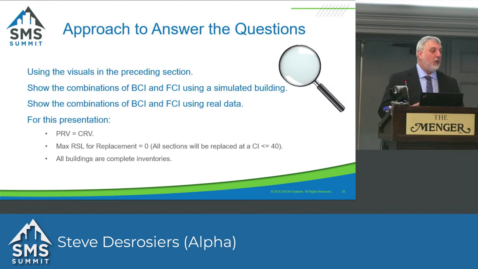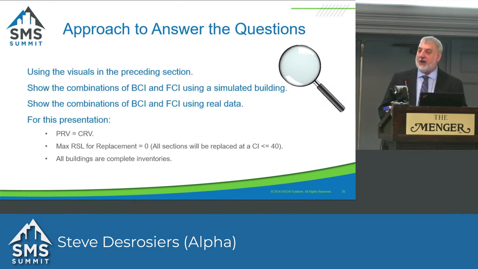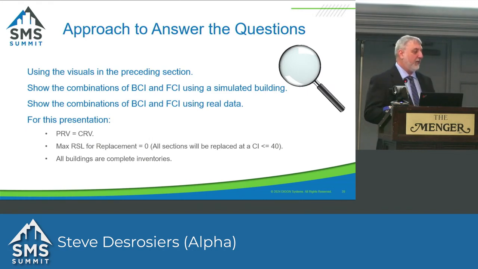And then I'm going to look in real-world data to see if I can find an equivalent real-life building that meets those conditions. Now, for this presentation, again, PRV equals CRV, the max RSL is equal to 0, I'll use a CI less than 40 to determine work, and all buildings have complete inventories.